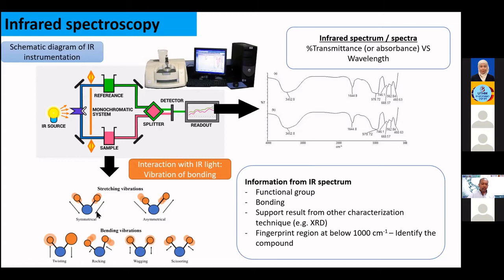This is an example, the structure of H2O, water. This is O, and this one is H. Once we give the IR light, it will vibrate symmetrically or asymmetrically. This stretching vibration will give information here. If there is no OH, there will be no peak here. If there is no CH, there will be no peak here. That's why for this zeolite, there is no CH. The peak for CH will appear at around 3,000.